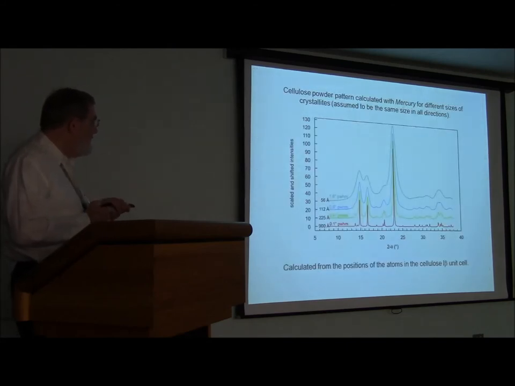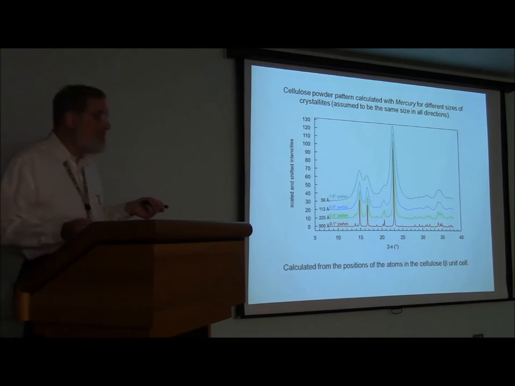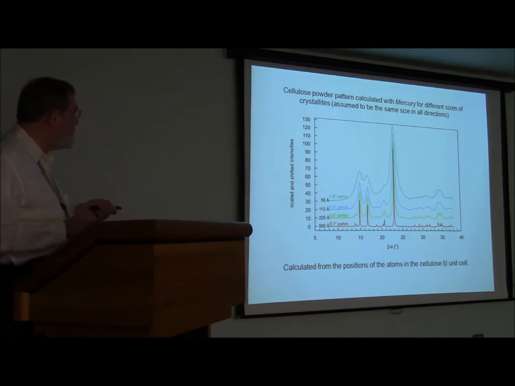And here are some different calculated diffraction patterns. If you have a peak width at half height of a tenth of a degree, you get very nice sharp peaks, and that corresponds to a crystallite size of about 900 angstroms. And this one is 0.4 degrees already, and this is 0.8 degrees, and that's 112 angstroms. So that's about the size of a tunicate crystal, and that's pretty similar to a tunicate crystal's diffraction pattern.